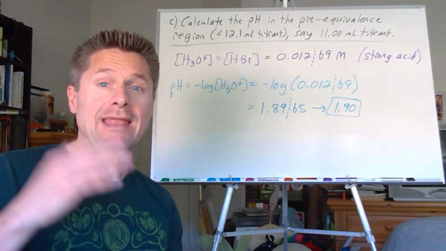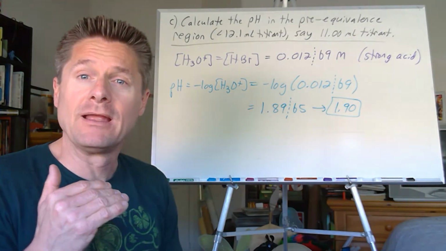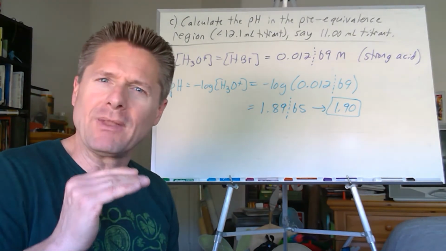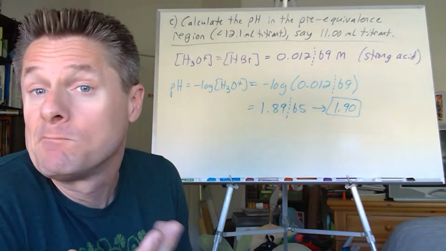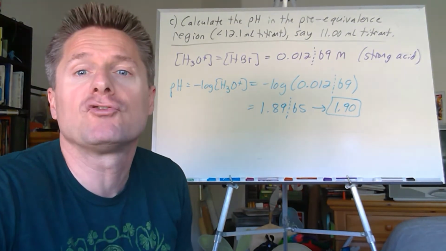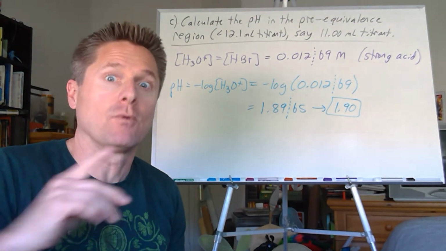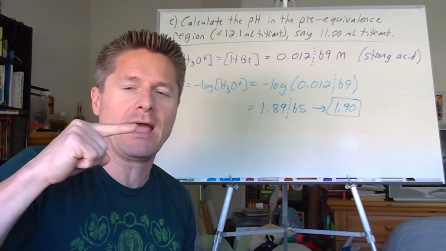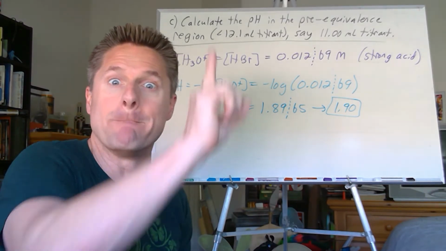So it was less than 1 to start with. Now it's 1.90. So it went up a little bit, but not much. Not much, because we still have leftover strong acid. Now we're really close to the equivalence point. So we've been kind of just barely going up, and now it's going to go boom.